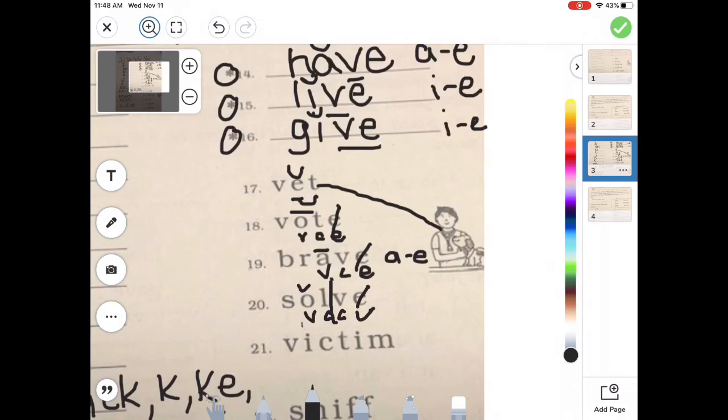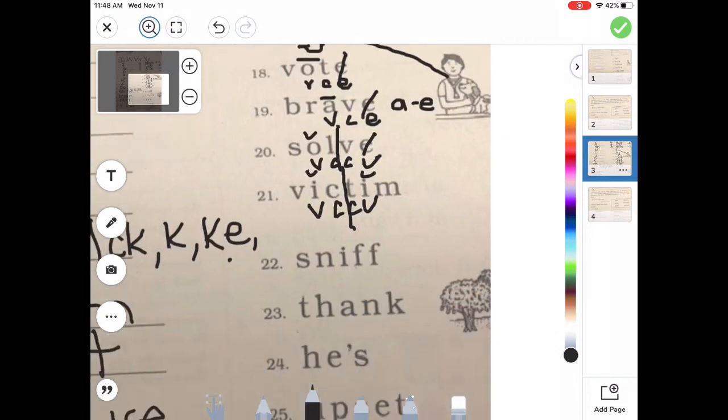All right, our next word, where are my vowels? I've got I and I've got I. And I've got consonant, consonant in the middle, so break it apart between those consonants. And now it's just like having a CVC, CVC word. So that means both of the I's are going to be short. So now when I sound it out, I have ick, vic, and then tim, victim. So vet, vote, brave, solve, and victim.